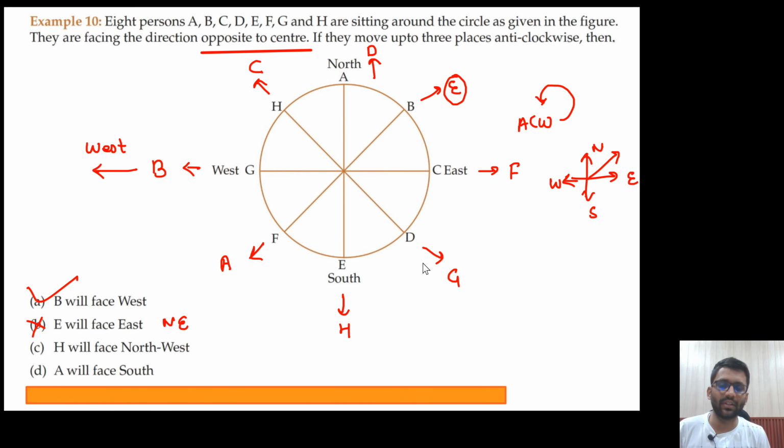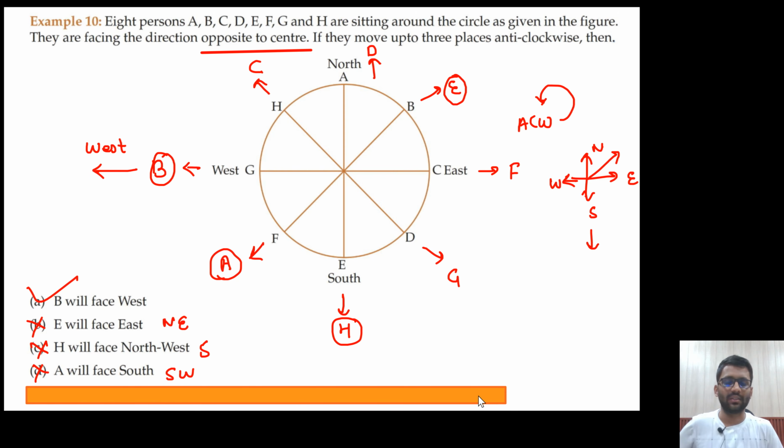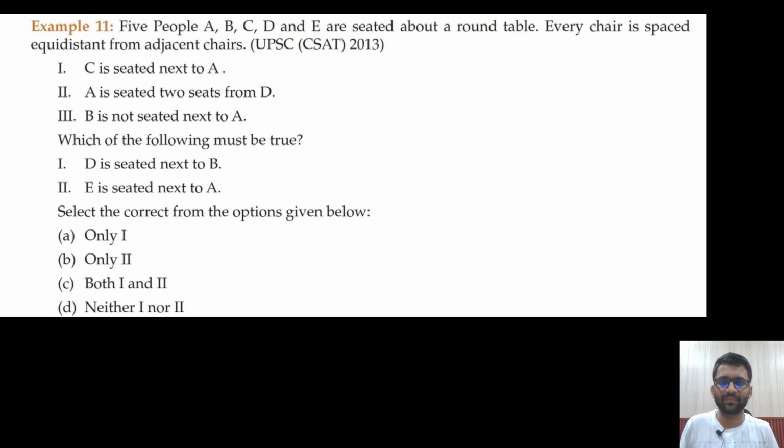So H will face northeast. Where is H? H is facing this direction. This is not H, sorry. Here it is H. This is the new H you need to see. So H is facing south now. A will face south. Where is A? This is the new A. A is facing southwest. And here B you can see that is facing west. So all these are wrong and only A is correct. Okay, so very simple question.